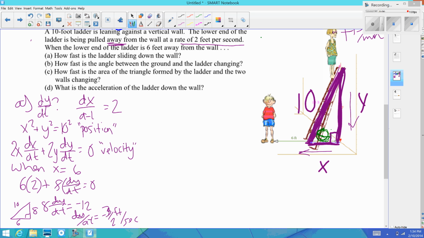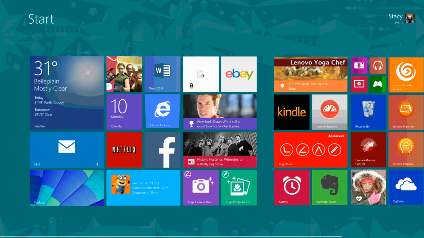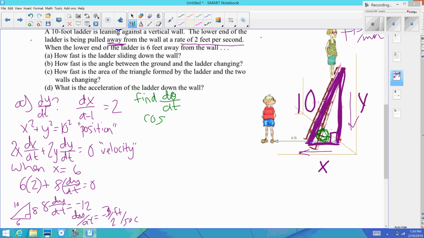All right, here's my angle. So I'm looking for here, how fast is the angle changing? So I'm trying to find d theta dt. So I'm going to have to come up with some kind of equation. So I'm going to use x here. So x and 10. Oh, I'm going to get cosine of theta equals x over 10. All right, I can solve for x here. x equals 10 cosine theta.